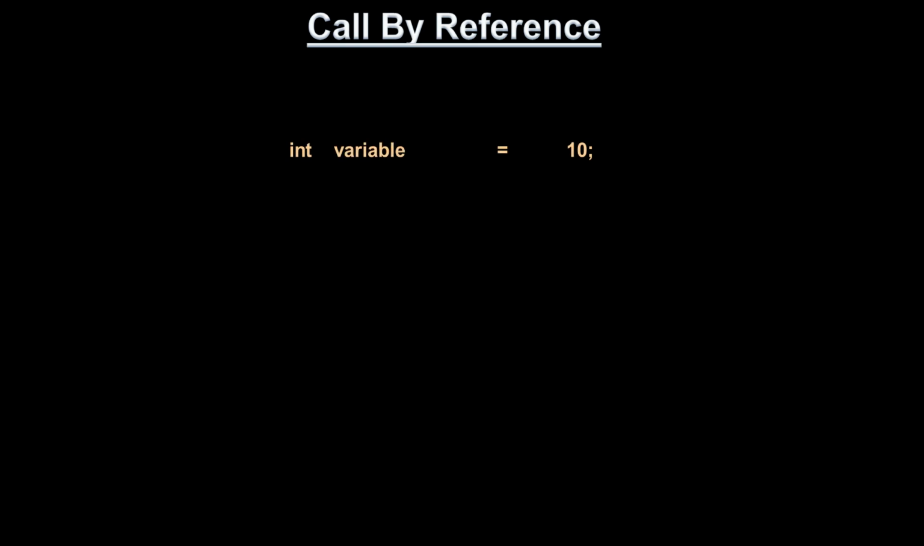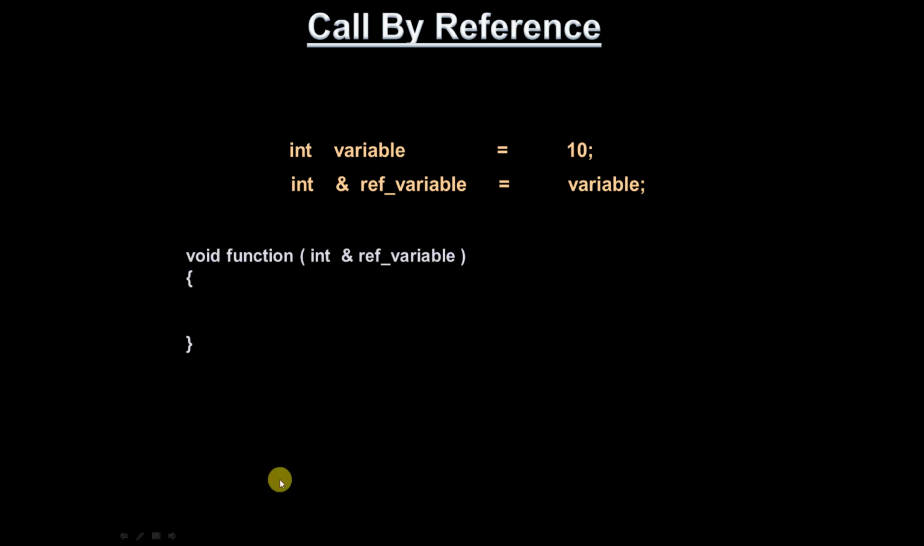So again, if you have a variable like this, int variable equals 10, and int reference variable equals variable, then in the function definition, whatever is on the left hand side of this syntax has to be present here. So the reference variable has to be present in the function definition. But whatever is on the right hand side has to be present in the function call. This is the syntax. Remember this: function definition argument equals function call arguments.